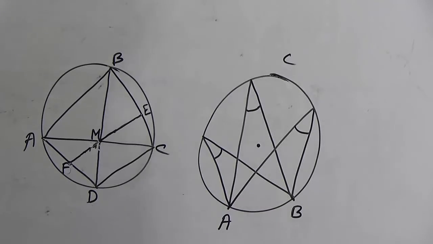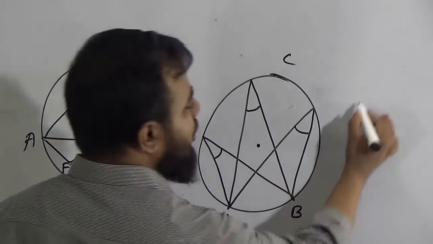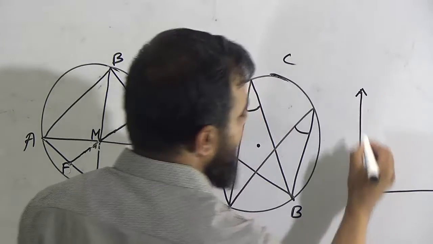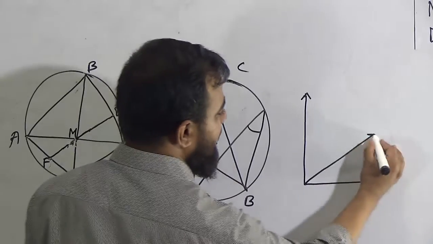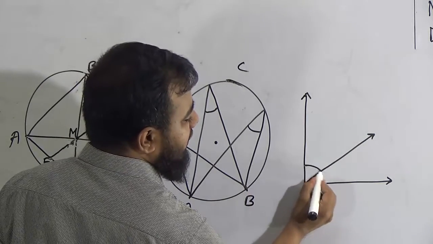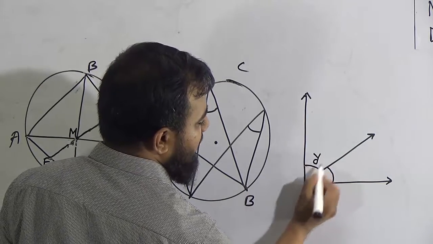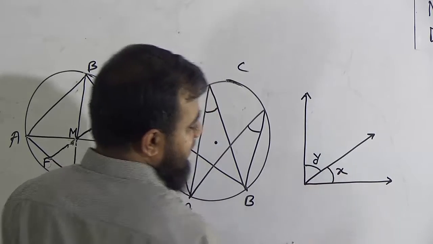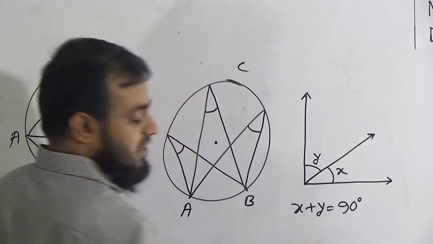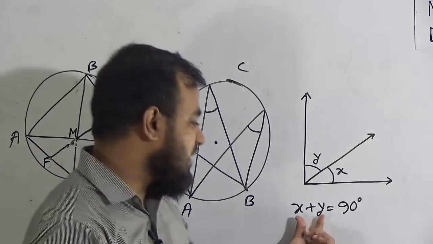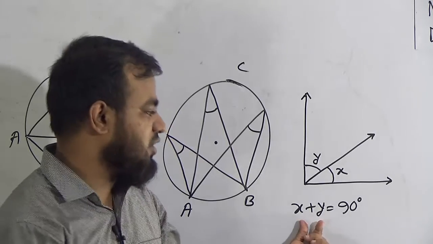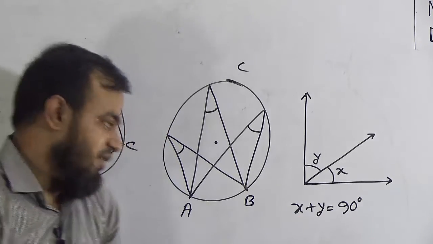Another one is complementary angles. We know that the sum of complementary angles is how much? One right angle, or 90 degrees. Suppose these are two complementary angles; their sum must be 90 degrees. Suppose this angle is y and this angle is x, then x plus y is equal to 90 degrees. If x plus y is equal to 90 degrees, then we can say that x and y are complementary angles to each other.